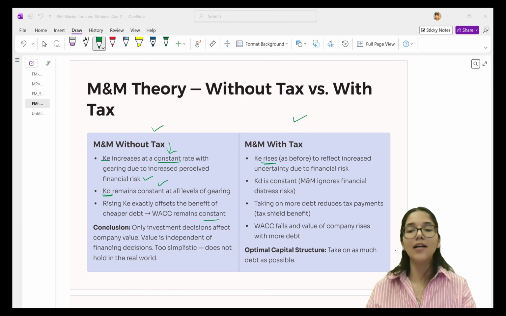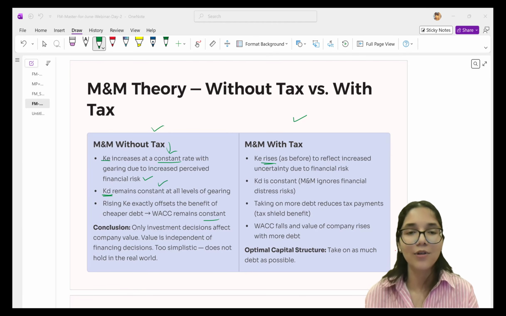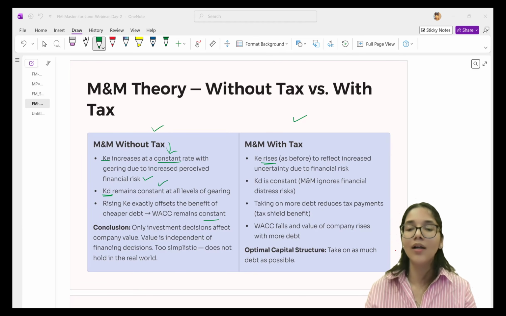Yes, absolutely, Shreya. A company cannot be fully funded by debt. That is why we say that these theories are not practical in the real world. Nobody can operate like this.